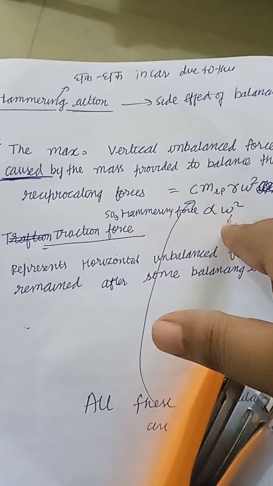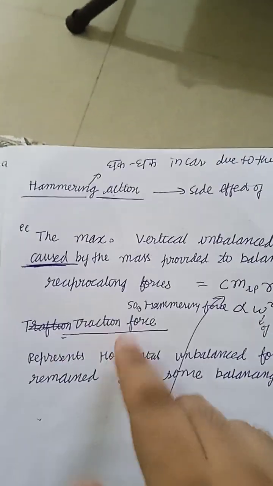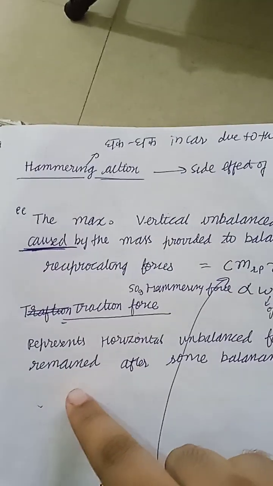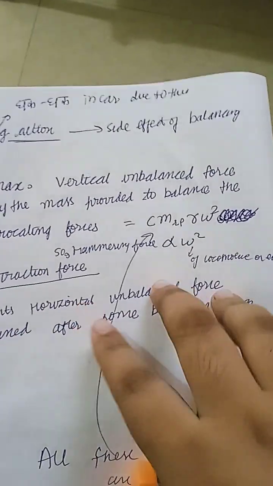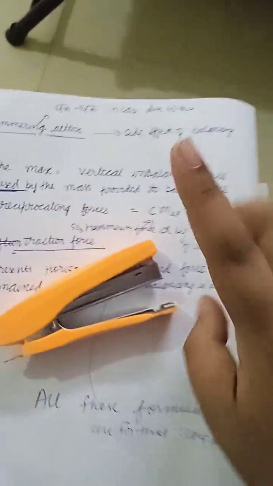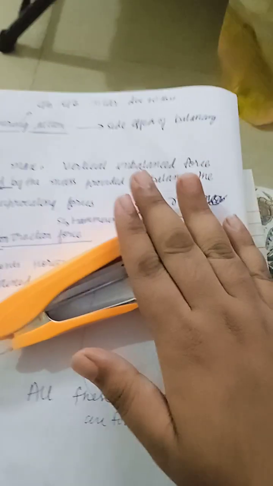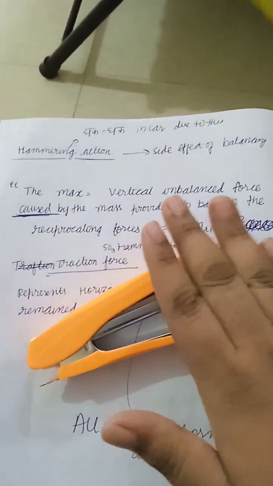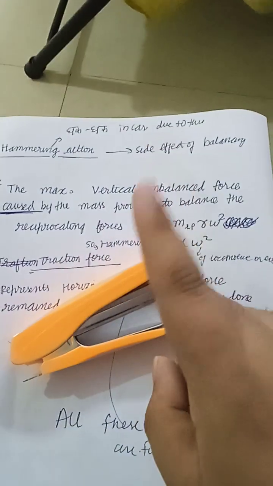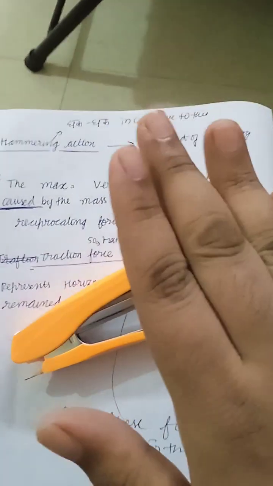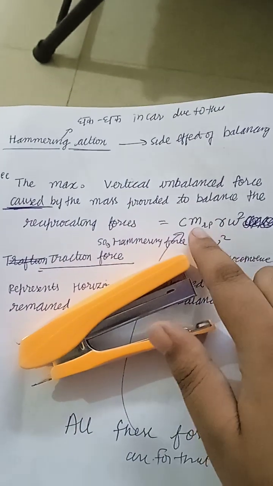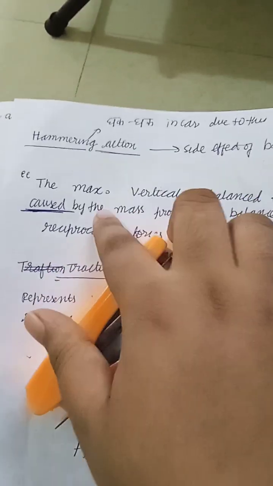Hammering force is directly proportional to omega squared of the locomotive. So if the vehicle is moving very fast, then hammering action will be more. Traction force represents the horizontal unbalanced force remained after some balancing is done. All these formulas are derived for the configuration which I showed you, and due to hammering action, the vehicle will sometimes lift, sometimes go down.